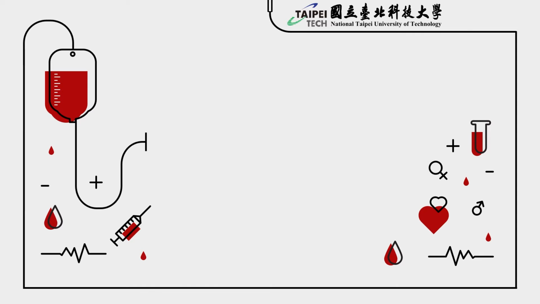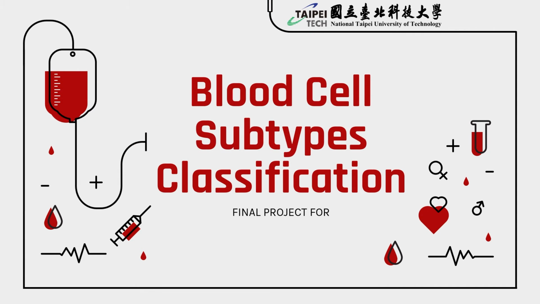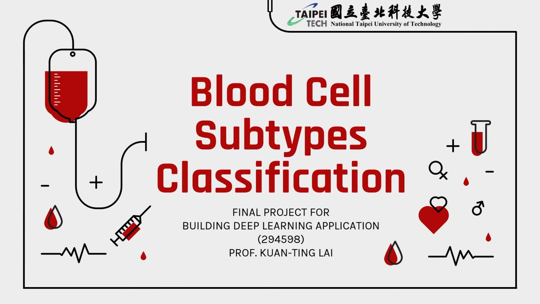Hello. Everyone probably knows that blood cells are an important part of the immune system. These cells help fight infections by attacking bacteria, viruses, and germs that invade the body. In line with this, our project is focused on blood cell subtypes classification.